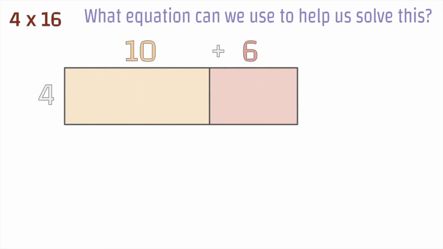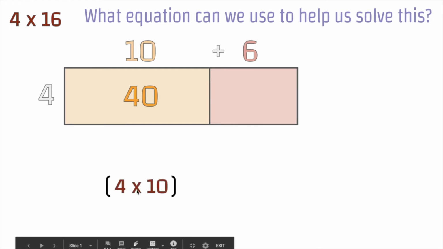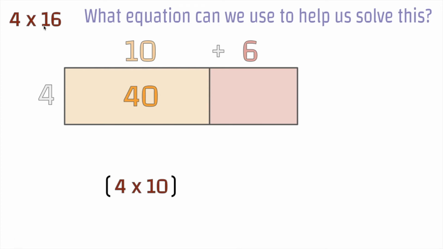Okay, so now let's go ahead and solve this. 4 times 16. Well, the first thing I would do is 4 times 10. 4 times 10 is 40. That's easy. Now, that was the first part of our equation. We asked the question, what equation can we use to help us solve this? Well, we just did 4 times 10. Boom. 4 times 10 is part of what we're going to use to solve 4 times 16.